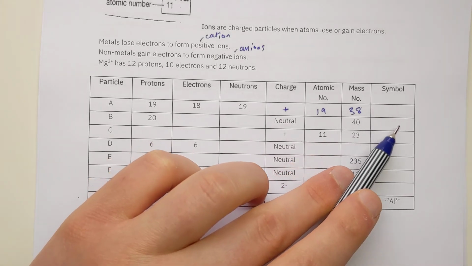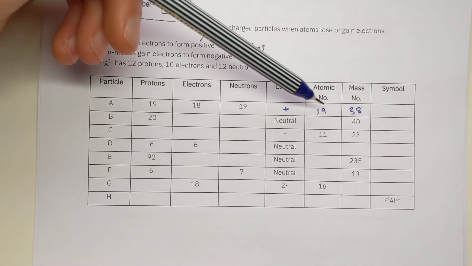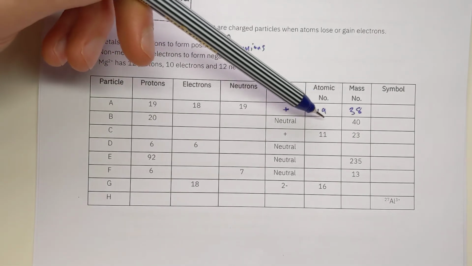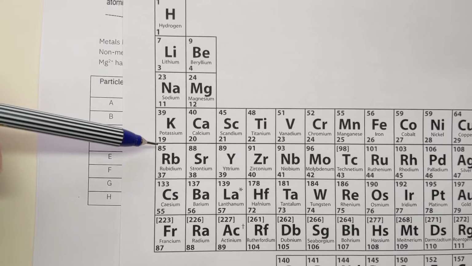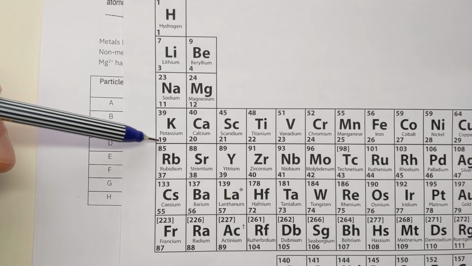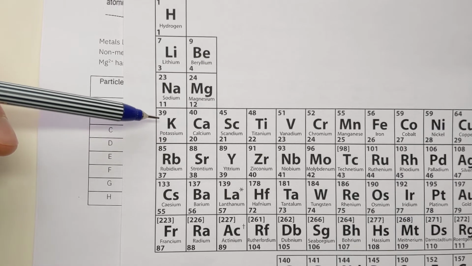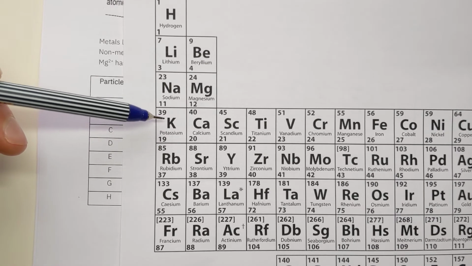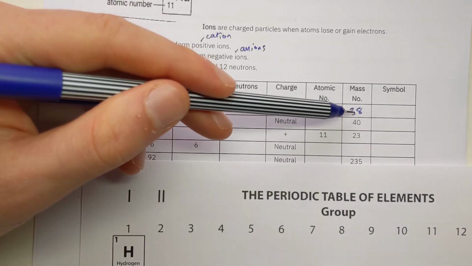Then we get the idea of the symbol, and that's the thing I want you to be careful about in this table. So you'll need your periodic table for this. I'm looking for something which has got an atomic number of 19, because remember that defines what the element is. If I look at my periodic table, I find 19 is potassium. Now, the one thing I need to be careful about here: it is potassium, but look at the mass number. The mass number of potassium is normally 39, and what we've worked out, the mass number here, is 38.